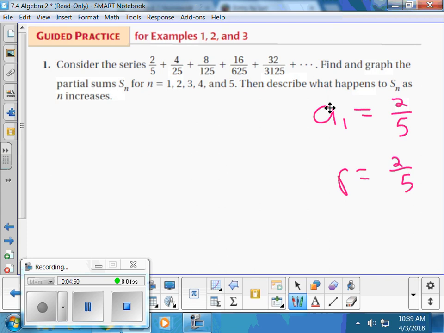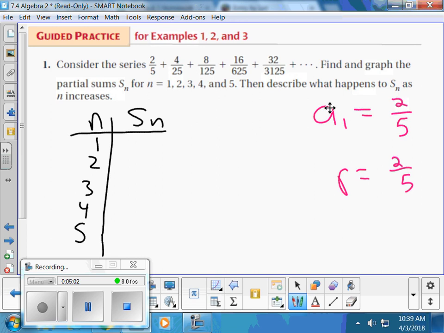Alright, it says find the partial sums for n values 1 through 5. 1, 2, 3, 4, and 5. So the sum of the first term would just be this number. I'll go ahead and put these in decimal form, just so we can see what's happening easier. 2 over 5 would be 0.4. The sum of the first two terms, that would be these two guys. What would that end up being? Anybody get it? I got 0.56 as well.